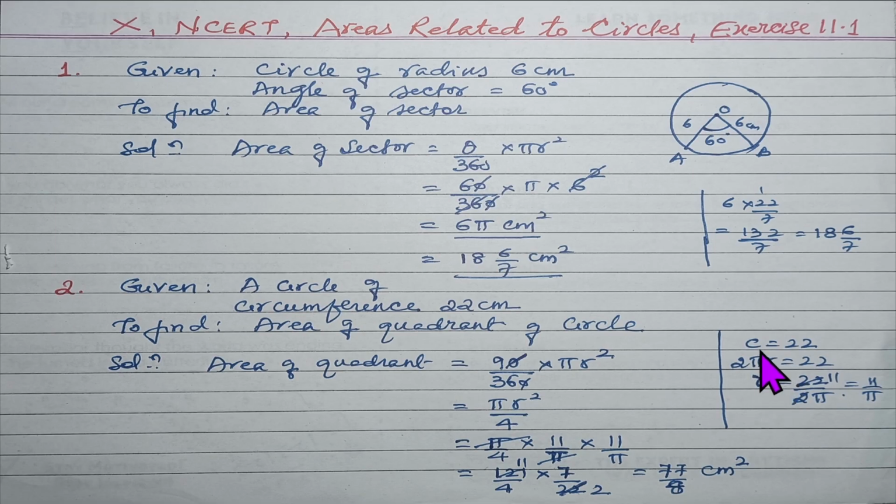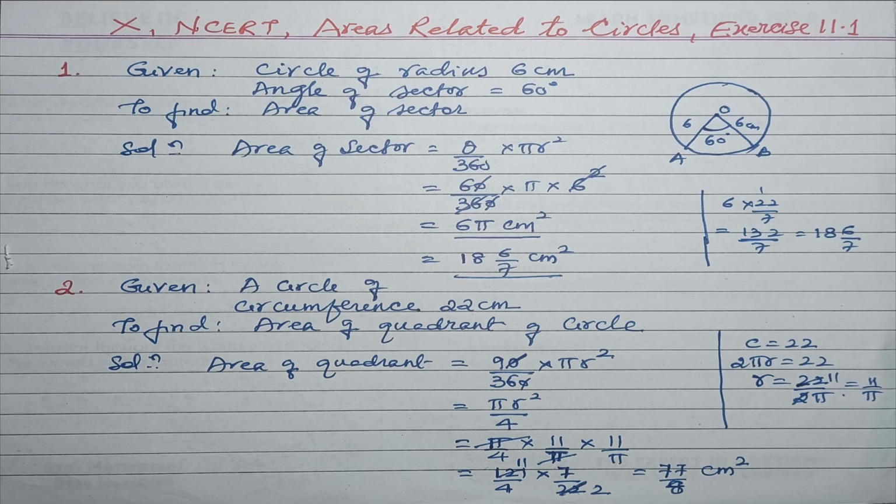So 2 pi r is 22, that means r is equal to 22 upon 2 pi, or it is 11 by pi. So I can substitute the value 11 by pi wherever r is there. So it will be pi by 4 into 11 by pi into 11 by pi. Pi will cancel, and we get 11 11s are 121 by 4, and that will be equal to 77 by 8 centimeters square. So try to understand that.